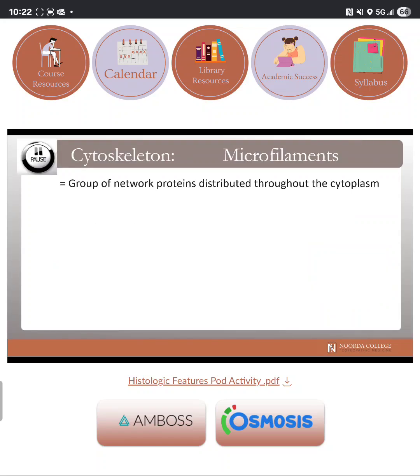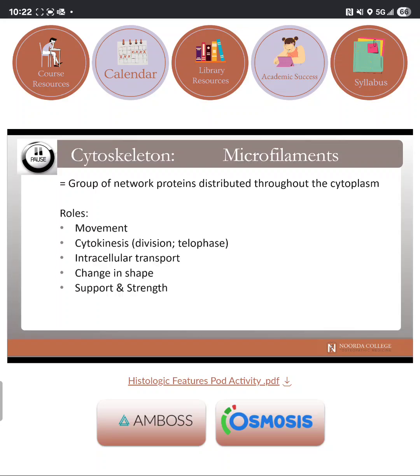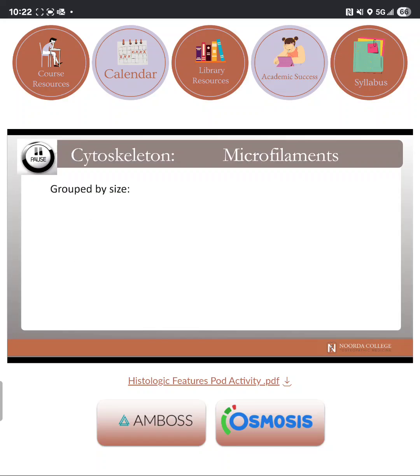Just to digress a little bit, we mentioned actin microfilaments and intermediate filaments, and how do they relate to one another, right? These are a group of network proteins that are present in the cell cytoplasm, and they have various roles such as movement, transport, cell shape change, as well as support, adherence of cell to cell or cell to extracellular matrix, even phagocytosis.